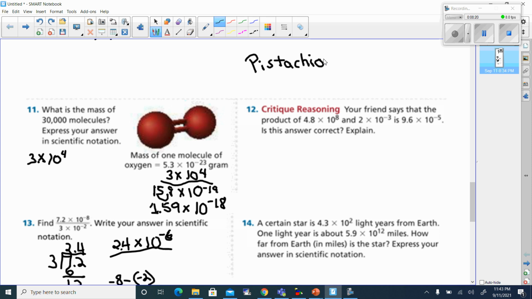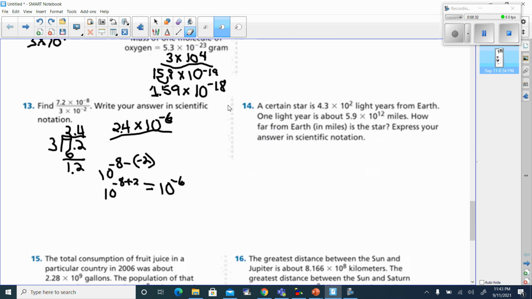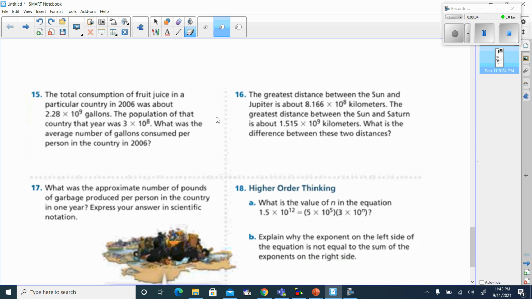I've got some pistachios in front of me. Okay, so if you see the word pistachios on your paper, I know you found the code word. And now I'm going to erase it for those that are just fast forwarding. We're on number 15 now.